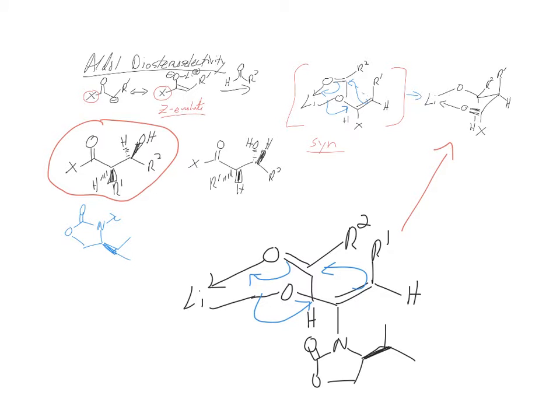That's the one we form. So we don't form the other one. We will not form this. So that's what this chiral center, this chiral auxiliary, will do for you. It takes a reaction that's always syn, diastereoselective, but it's still making 2 enantiomers.